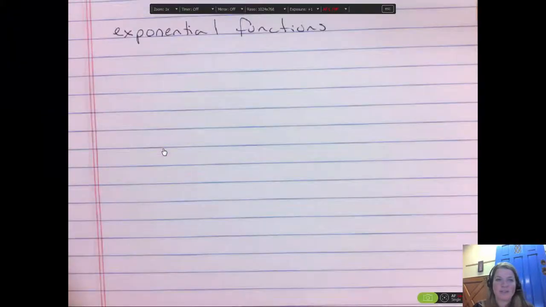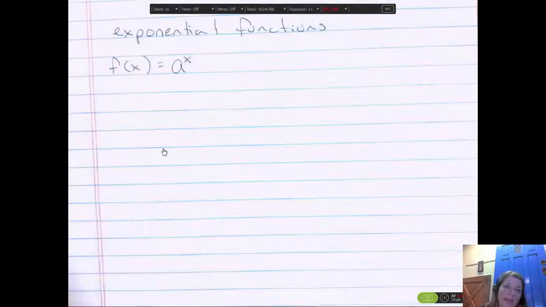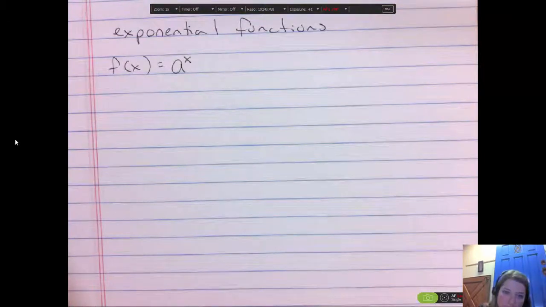Okay, so this video is going to cover exponential functions, and let's look at what these are. What they are is where your x is going to be in the exponent spot. All right, and we don't want a to be 1 because 1 to any power is 1, and we have to be careful of 0 to the 0, and we have to be careful of where our negatives are and different things.